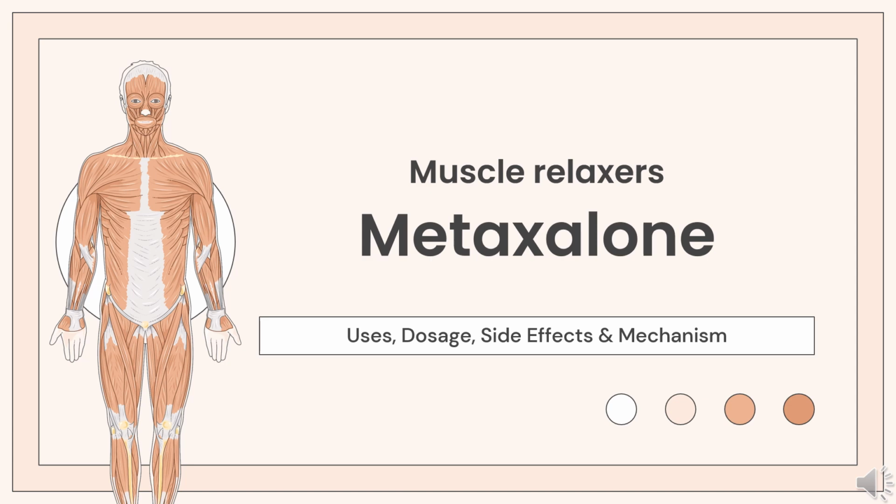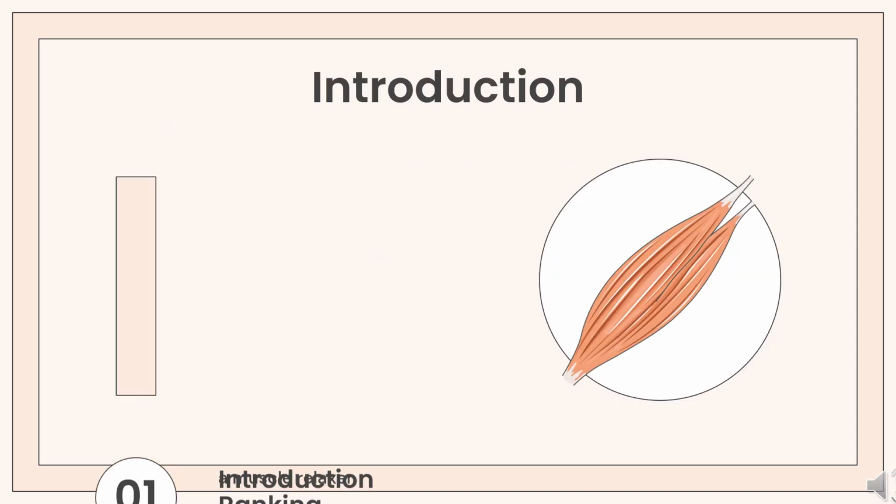Metaxalone is a muscle relaxant used to treat muscle pain or spasm. In this video, let's find out: What is metaxalone? What is metaxalone used for? Contraindications. What are the side effects of taking metaxalone? How does metaxalone work? How to use metaxalone?